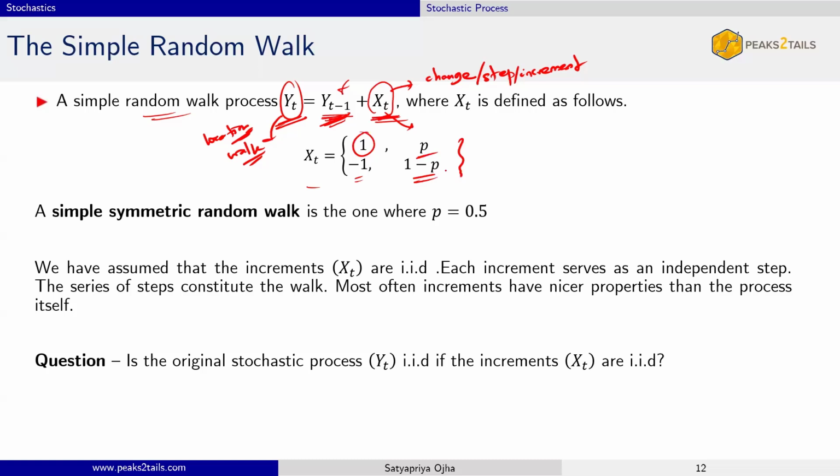Are you with me so far? Any questions? Simple random walk process. So far, so good?